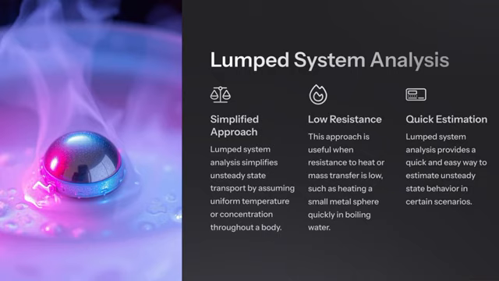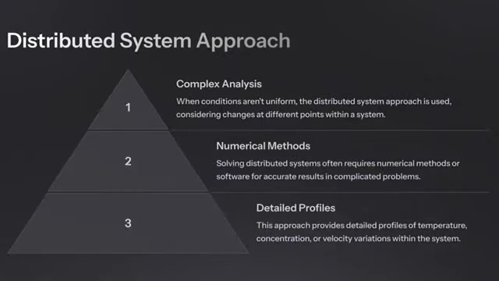Exactly. That's super useful when the resistance to heat or mass transfer is low, like heating a small metal sphere quickly in boiling water. And when things aren't uniform, we use a distributed system approach. That's when we have to consider changes at different points within a system. Right? And solving those can be tough, but we often use numerical methods or software to get accurate results for complicated problems. And unsteady state transport is everywhere.